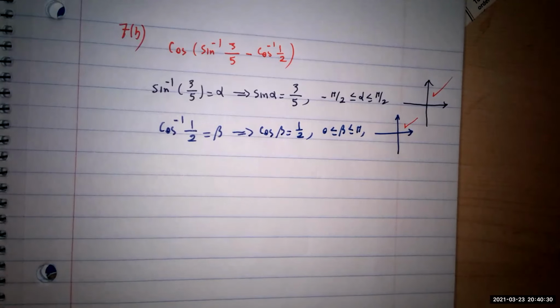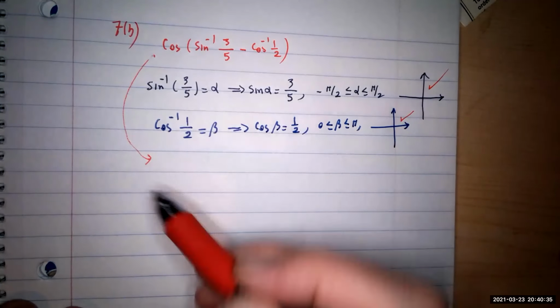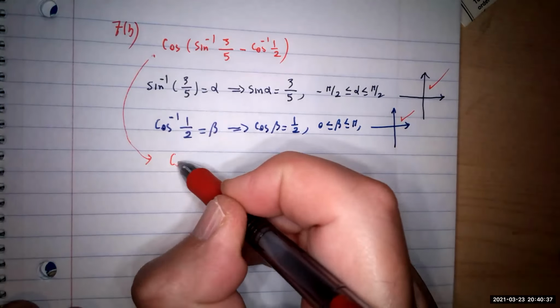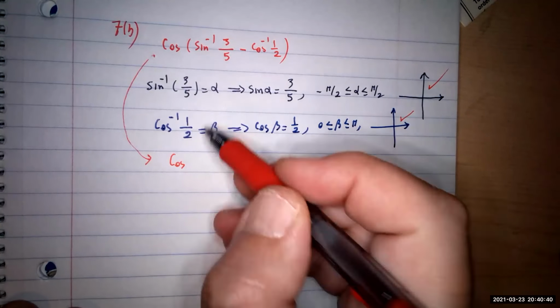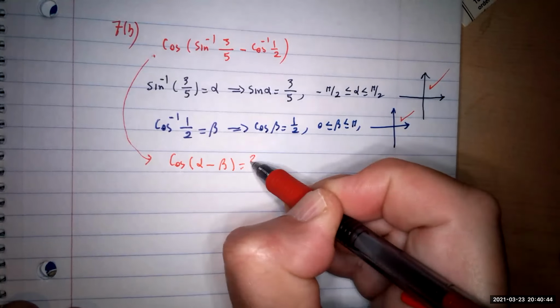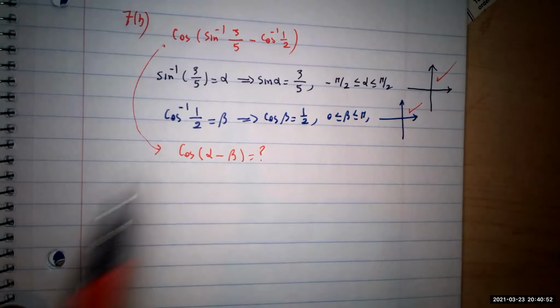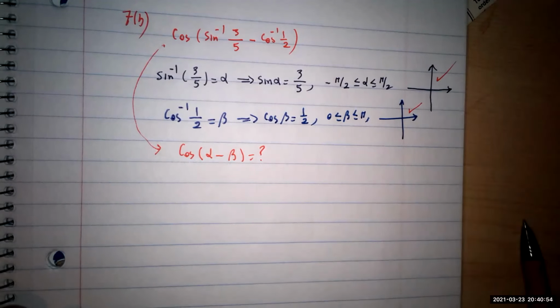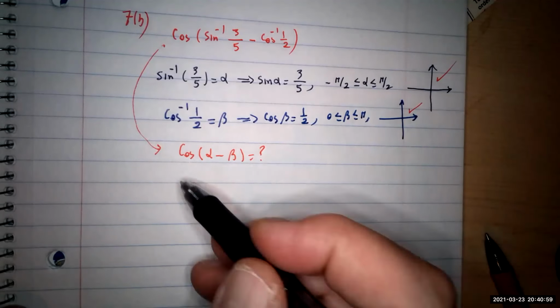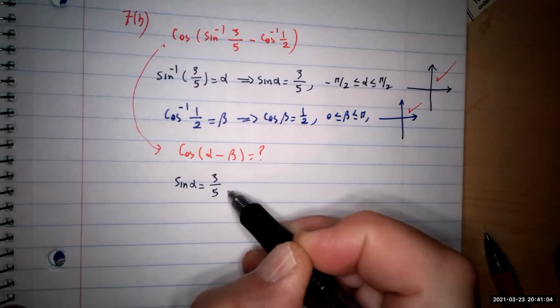So again, the same thing. The question this time would be changed into cosine of alpha minus beta. We know the formula, so we need the cosine of alpha and the sine of beta. So we are going to prepare those first. We have the sine of alpha, which is 3/5.